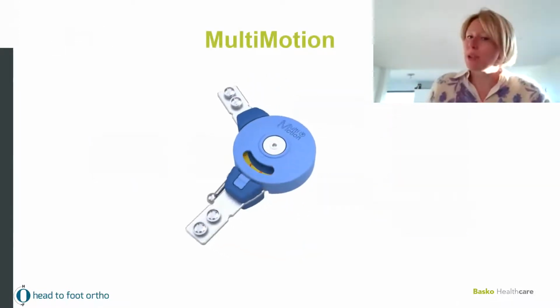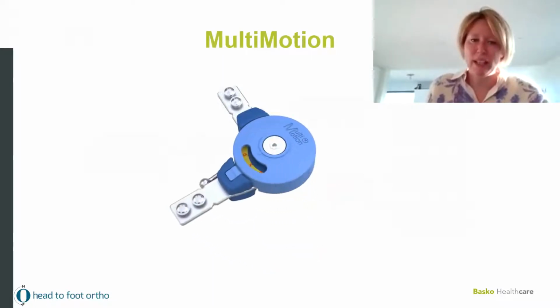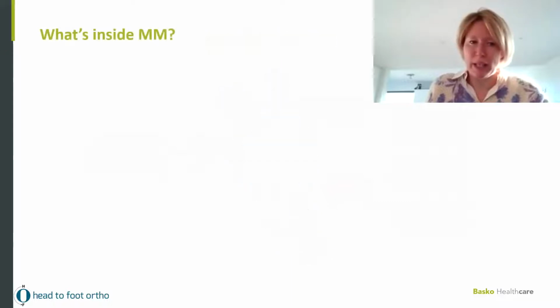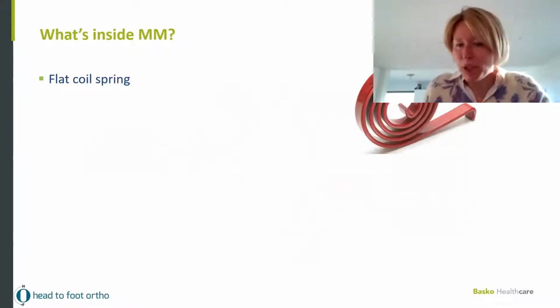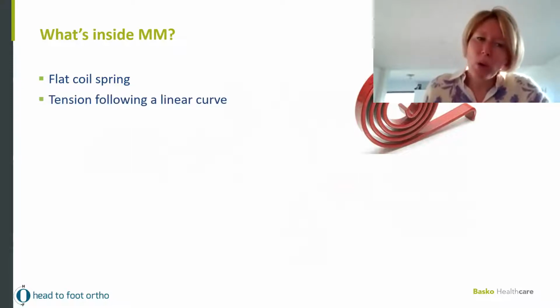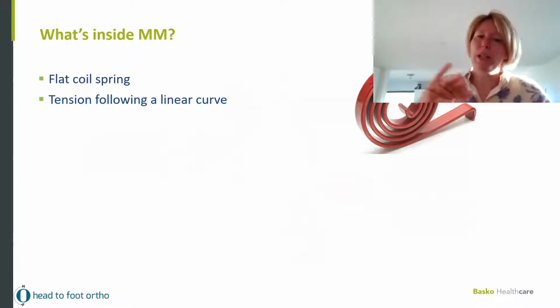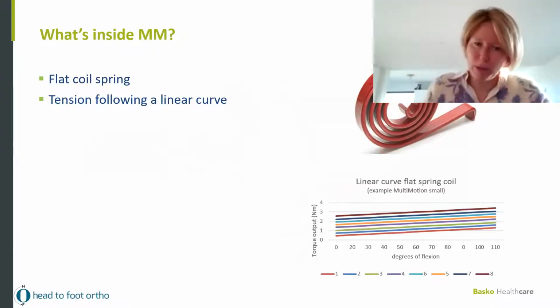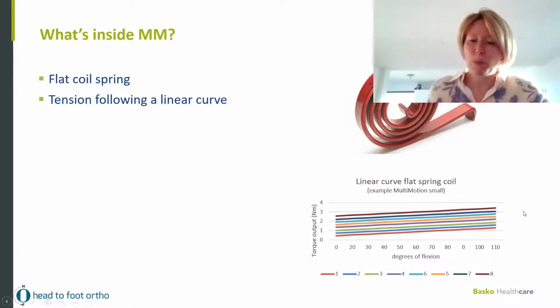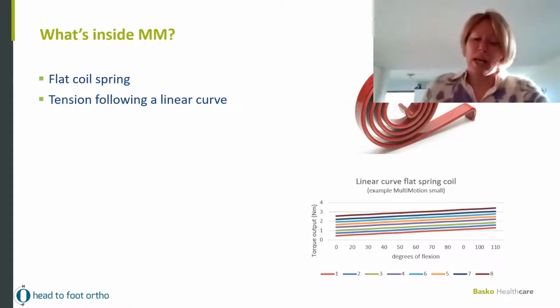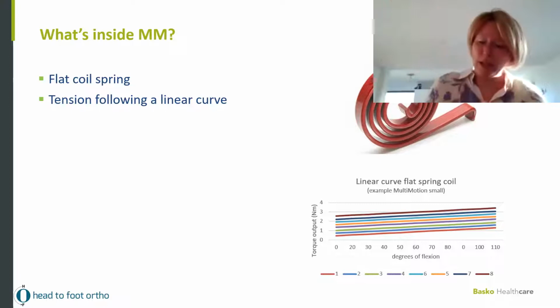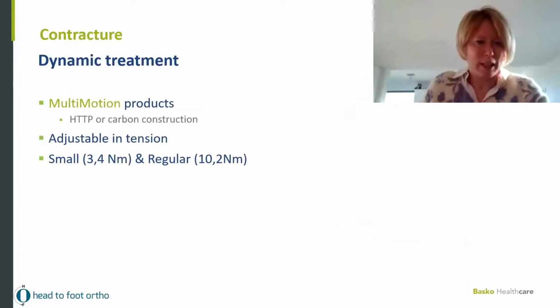So this is a multimotion we talk about. You haven't seen it, but this is the one. It really moves with a flat coil spring in the beginning. Well, here we go with the flat coil spring. So this is inside the multimotion, and it's very different to an elastic, for example, because the flat coil spring's tension will follow a linear curve while moving or during the treatment. So even when you move up in degrees of flexion, for example, you will see coming back is very smooth. If you do that with an elastic, you will have a really fast exponential stretch, and you come down really, really fast.